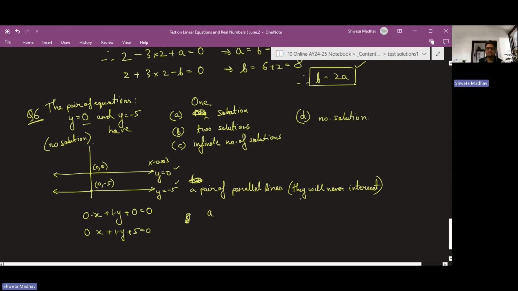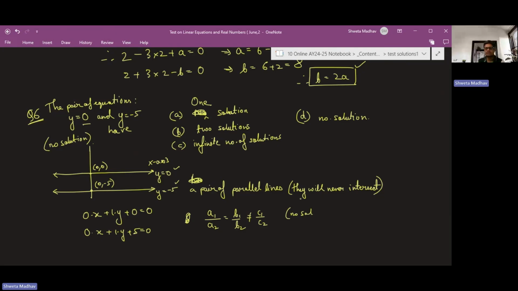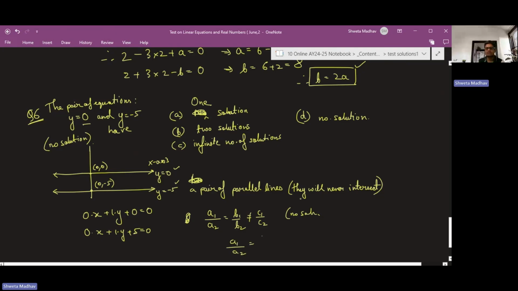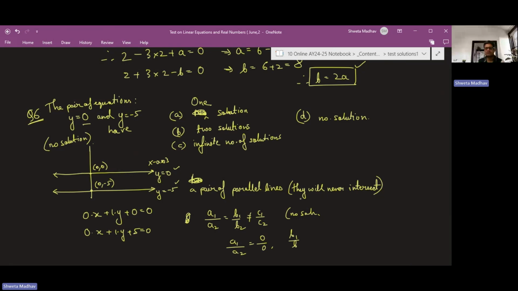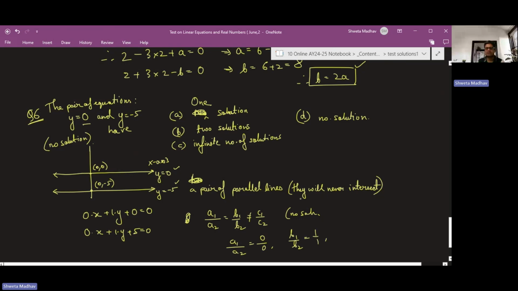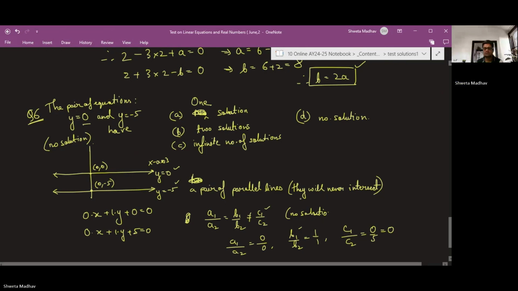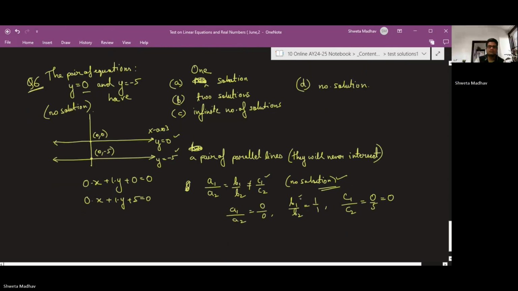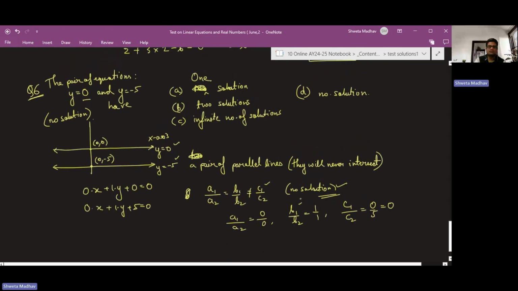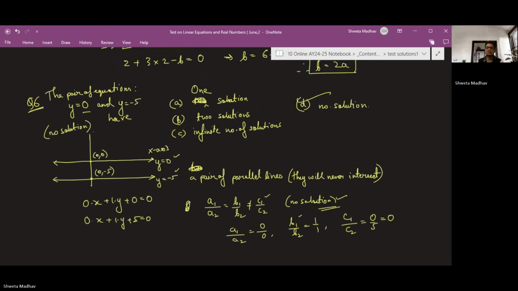Here you can see that if a1 by a2 equal to b1 by b2, which is not equal to c1 by c2, then only we will say that we have no solution. Here a1 by a2 is 0 by 0 and b1 by b2 is 1 by 1 and c1 by c2 is 0 by 5, which is 0. As you can see, b1 by b2 is not equal to c1 by c2. So obviously we can say it will have no solution. In this way also we can tell. So option D is the correct answer.